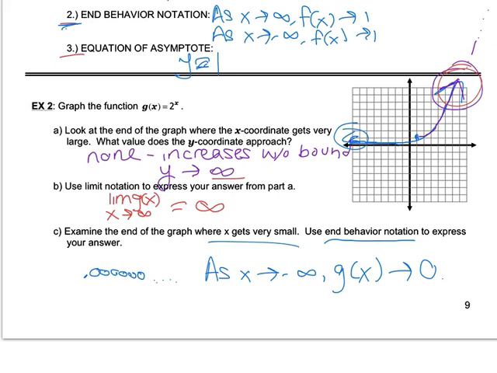So if we wanted to represent this using limit notation, we could have said the limit of g of x as x approaches negative infinity equals 0. Those mean the same thing.